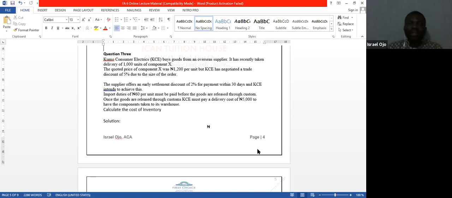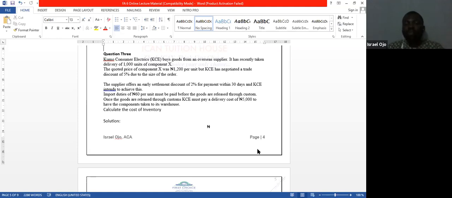Import duties, 60 naira per unit, must be paid before the goods are released through customs. That is a relevant cost. It will be added to the cost of what? It will be added to our purchase price to give us our total cost of what? Inventory. Now, once the goods are released through customs, KCE must pay a delivery cost.